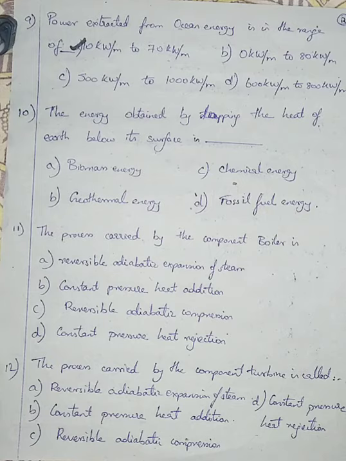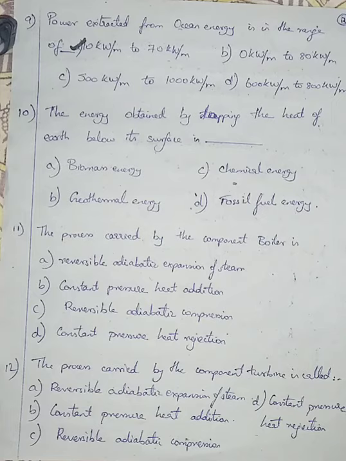What is biomass energy? Biomass energy is the energy obtained from biogases, that is methane. That type of gas is called biomass gas. So option A is the wrong answer. Option B, geothermal energy. What is geothermal energy? Tapping the heat below the surface. The words geo and thermal say the same. So option B is the right answer.